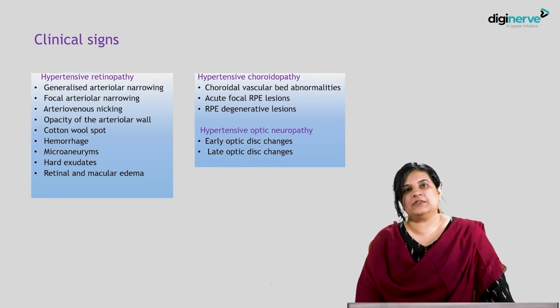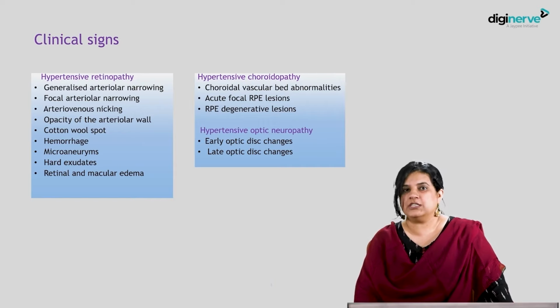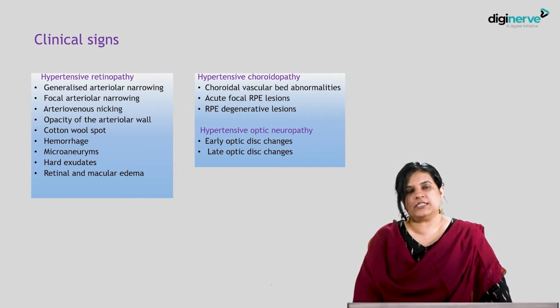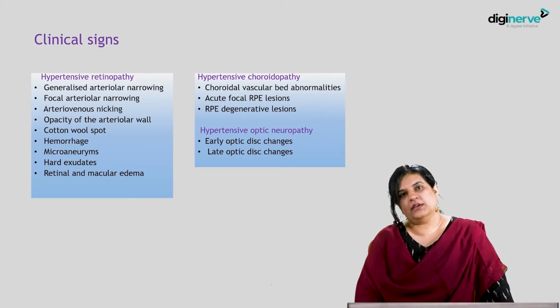Coming to hypertensive choroidopathy, we can see choroidal vascular bed abnormalities, there would be acute focal retinal pigment epithelium lesions, and the retinal pigment epithelium will also have certain degenerative changes if the disease process continues. When it comes to hypertensive optic neuropathy, there can be subtle early changes, but there can be late changes in the form of chronic disc edema.